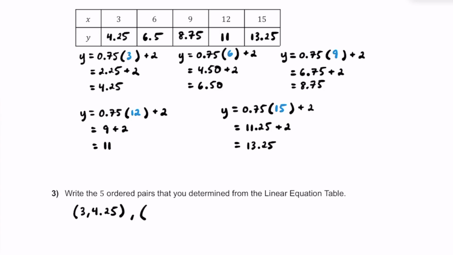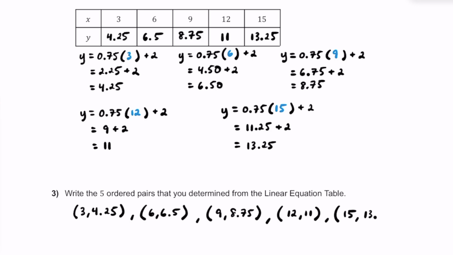The second one is going to be 6 comma 6 and 5 tenths. The third ordered pair here we found out was 9 comma 8 and 75 hundredths. The fourth ordered pair I found out is going to be 12 comma 11. Just a couple of integers there, our whole numbers. And then the final one that we have is 15 comma 13 and 25 hundredths. So these are our 5 ordered pairs that we came up with.